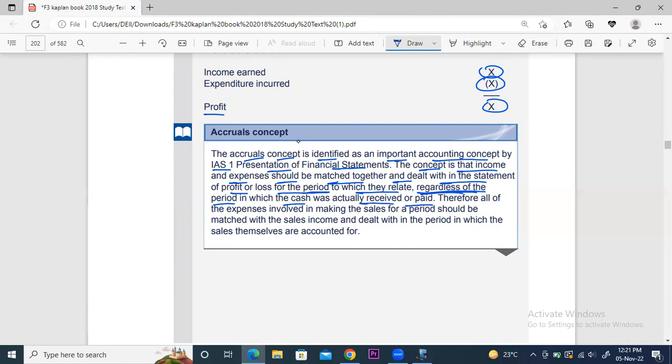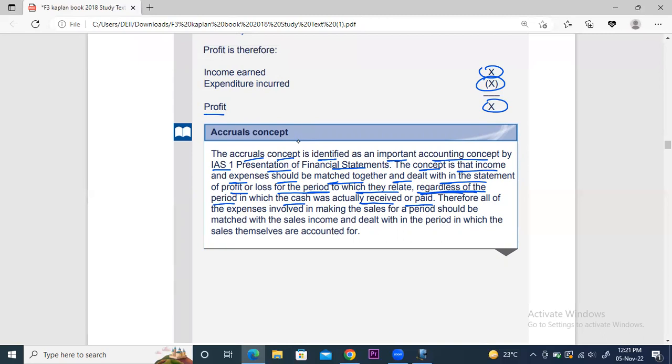So again, we write them on an expenditure incurred or income earned basis, not cash received. It doesn't matter whether we have paid or received cash. Therefore, all of the expenses involved in making the sales for a period should be matched with the sales income and dealt with in the period in which the sales themselves are accounted for. This is basically the matching concept, another concept, in chapter 1 or 2. We have to study that at the end. If you remember, I told you in the start, theoretical things I'll be covering during the syllabus or preferably at the end of the syllabus.